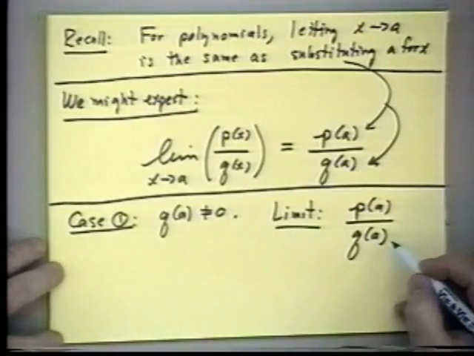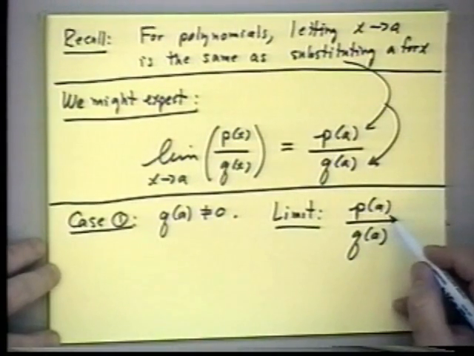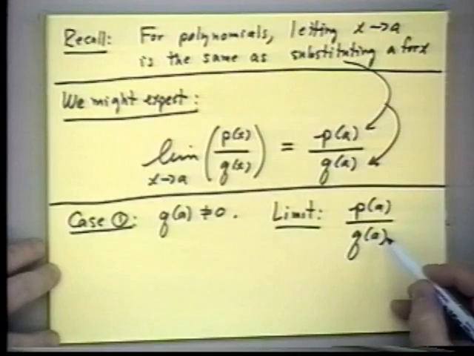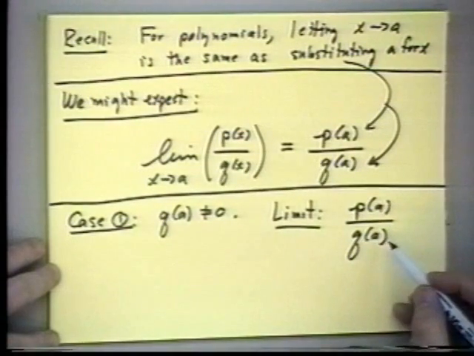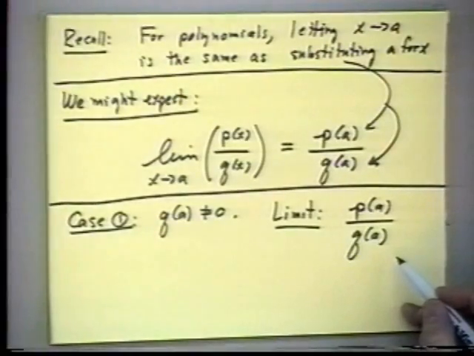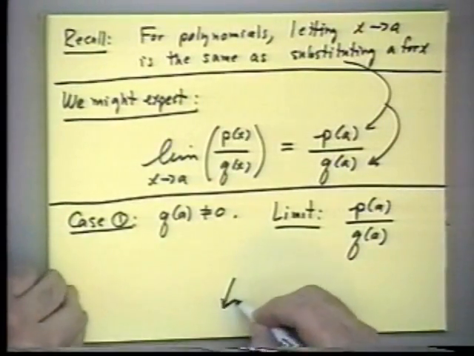If q of a is not 0, there is no division by 0 difficulty, and so there's no worries. If p of a turns out to be 0, then the fraction is 0. If p of a is not 0, then the fraction is not 0. In either case, it's a real number, and we have no problems. We'll go ahead and illustrate each one of these cases with examples.